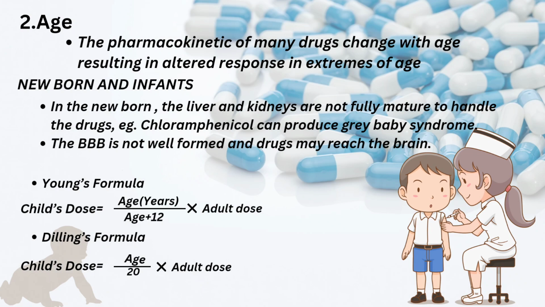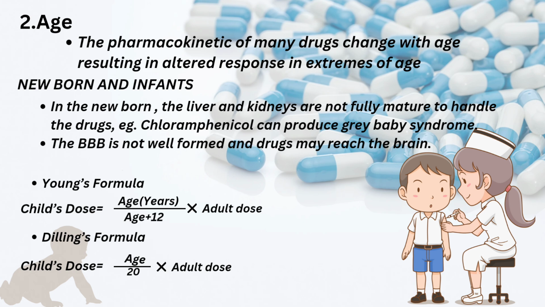The second factor is age. The pharmacokinetics of many drugs change with age, resulting in altered responses. In infants and newborns, the liver and kidneys are not fully matured to handle the drugs. Example, chloramphenicol can produce gray baby syndrome. The blood-brain barrier is also not well formed, which causes the drug to reach the brain.